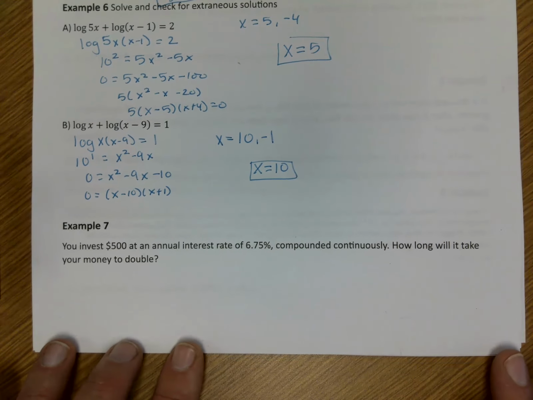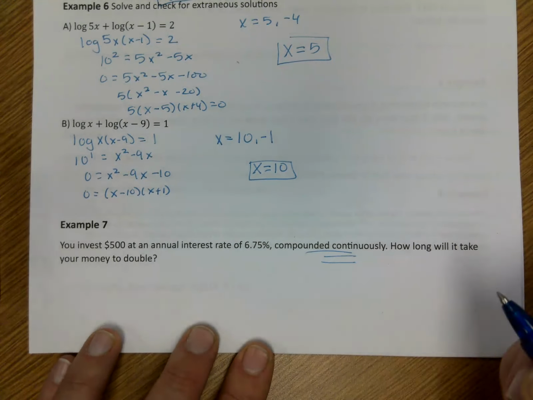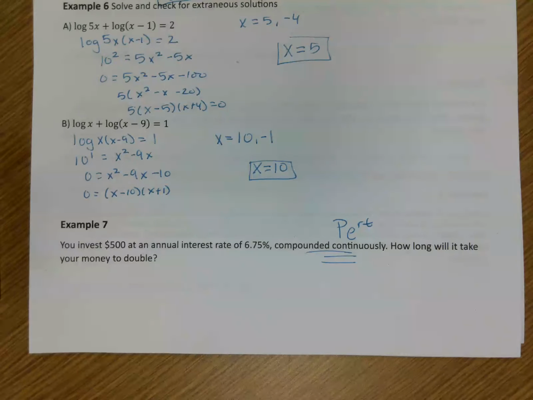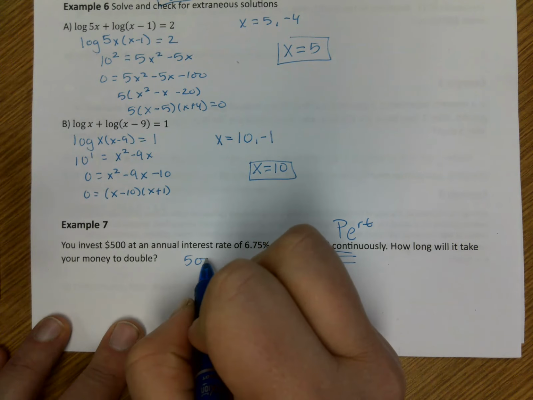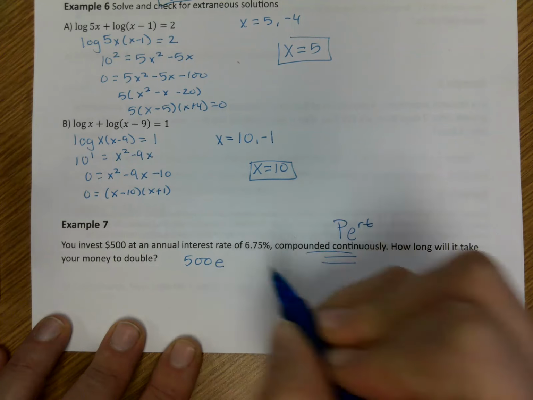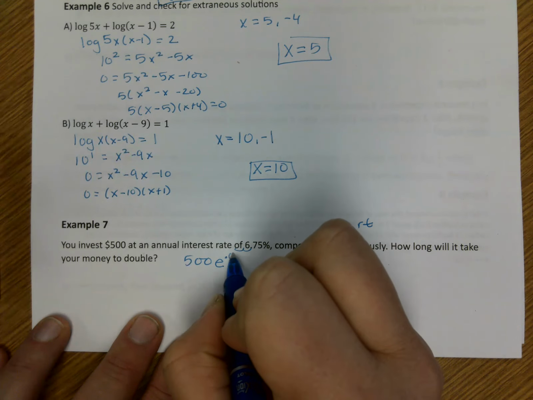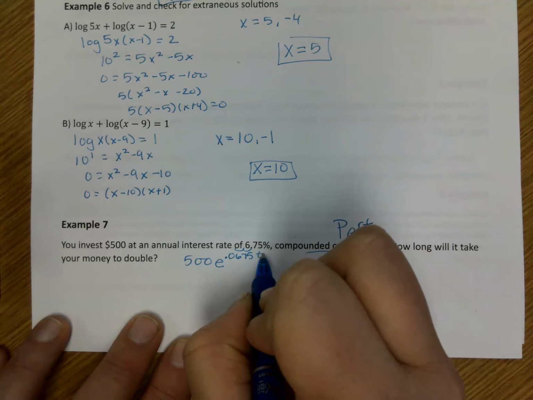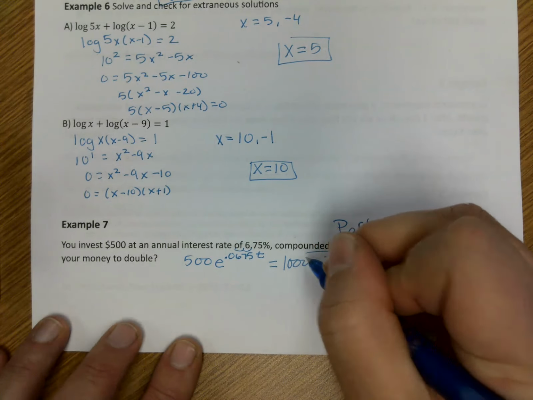And finally, you invest this much money into an account with an interest rate compounded continuously. Wham, bam, thank you, ma'am. So this is going to be a PERT question, compounded continuously. How long will it take to double your money? So first, when I'm writing this up, 500 is my P. My e is already there. My rate, remember, you have to move it 2 times to the left to make it into a percent, 0.0675. It's asking for how long in order to double. Well, if I double this, that means that this is equal to 1,000.